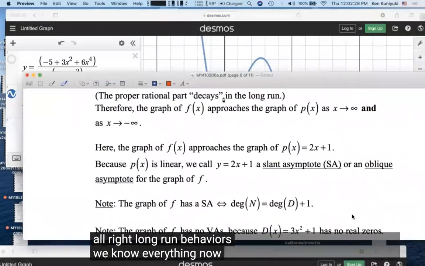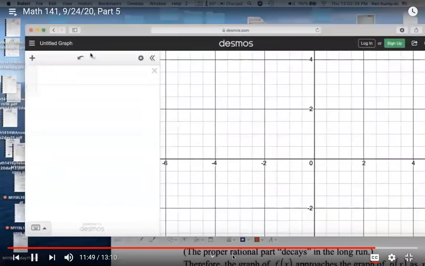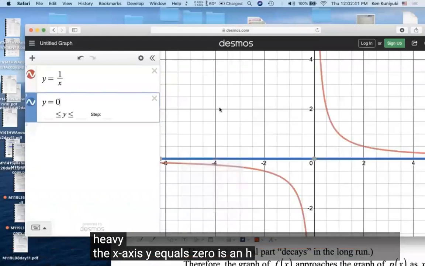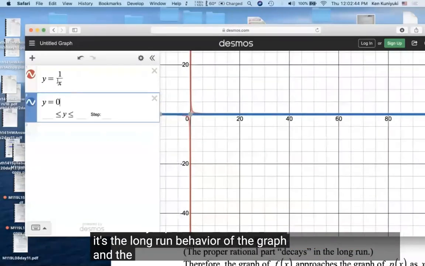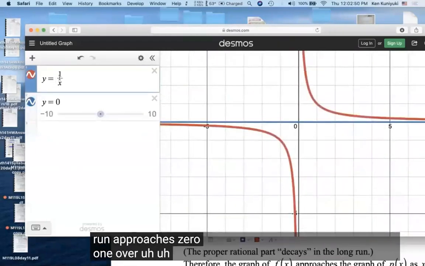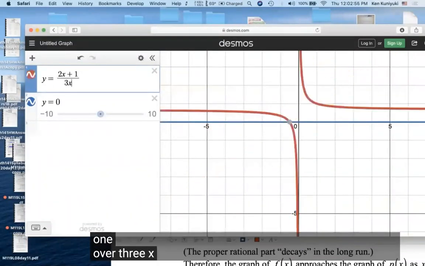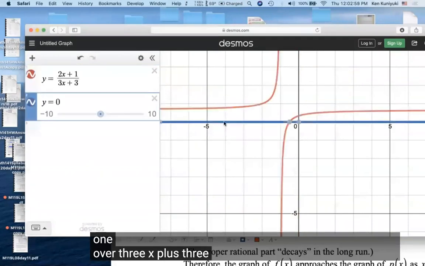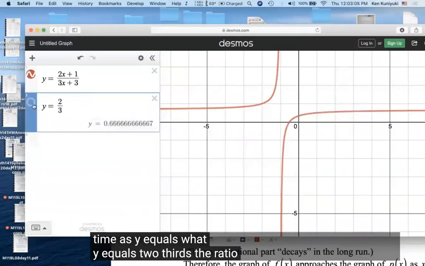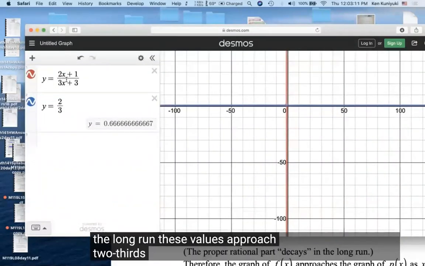We know everything now. In case 1, so let's review these cases. In case 1, y equals 1 over x, bottom heavy. The x-axis, y equals 0, is an HA. And it's the long run behavior of the graph. And the value of 1 over x in the long run approaches 0. 1 over, how about 2x plus 1 over 3x plus 3? That approaches a horizontal line. This time it's y equals what? Y equals 2/3, the ratio of leading coefficients. In the long run, that's how it behaves. In the long run, these values approach 2/3 as x gets more and more extreme.